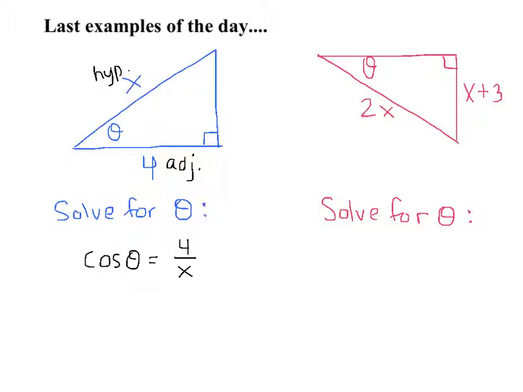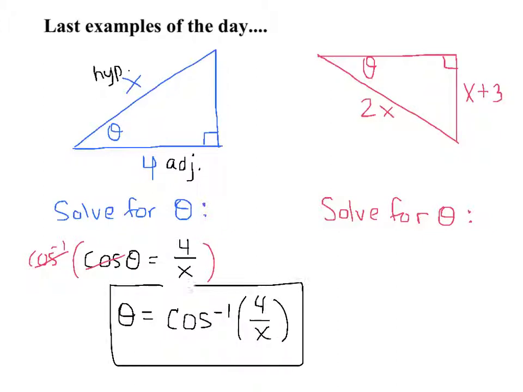Now, the way we solve for angles is we use inverse trig functions. So that's where I'm taking cosine inverse of each side. And what that does is cancel the cosine out on this side. So I end up with theta equals cosine inverse of the right-hand side, 4 over x. There you go. You can't solve that one because you don't know what x is.